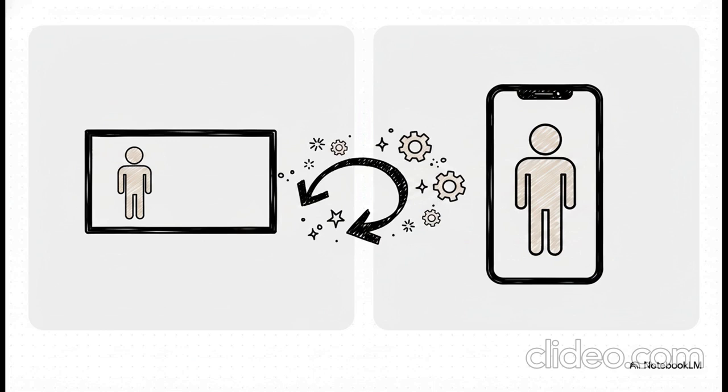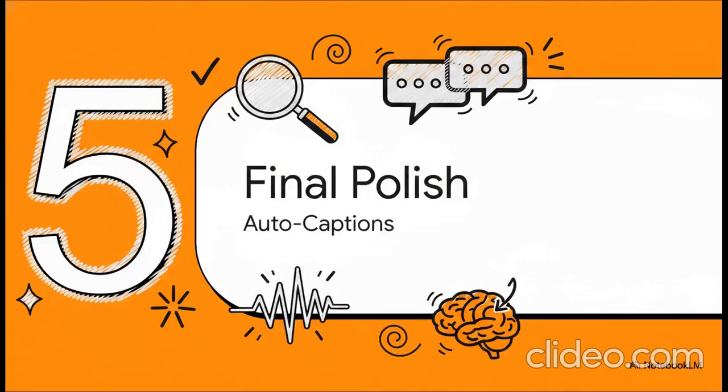Or if you're a DaVinci Resolve user, you can just hop into the Retime and Scaling tab and choose Fill Mode. That'll instantly scale up your horizontal footage to fill that tall vertical canvas without those annoying black bars at the top and bottom. And finally, Step 5, Auto Captions and Final Polish.